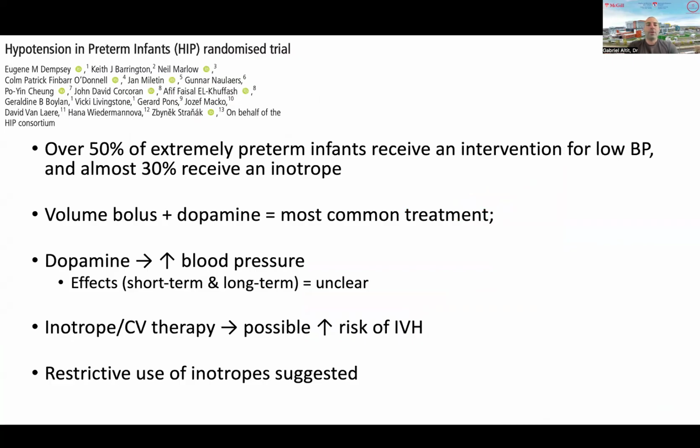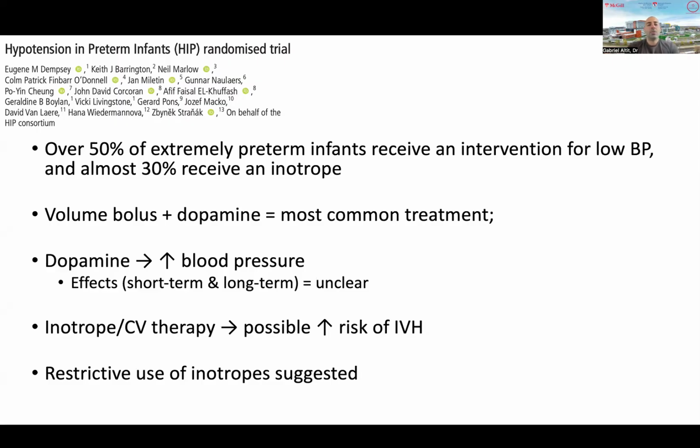So I think many of you are aware of the recent publication of the HIT trial, which was meant to try to solve to some degree the dilemma we face when we see dropping numbers of blood pressure in babies who are otherwise, quote unquote, well. The investigators of the HIT trial had done some preliminary work and found that actually half of the babies who were born extremely preterm in the units that were surveyed were receiving interventions for low BP, whether it is a bolus, or at least up to a third were receiving inotropes.